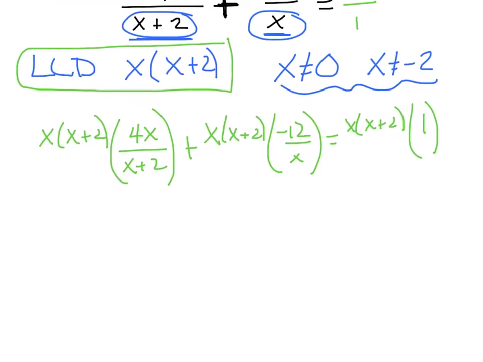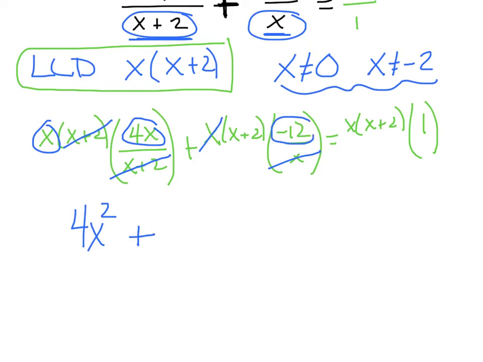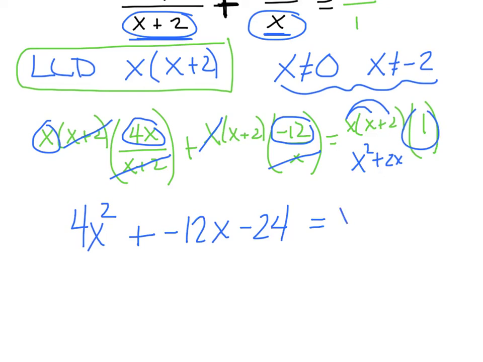Now, the whole point of that is I should clear some fractions. Watch the magic happen. x plus 2 and x plus 2 clear, so I've got x times 4x, which is 4x squared. Then I've got a plus sign. The x and the x clear. Just be careful, we should be multiplying by negative 12, so I get a negative 12x minus 24. Then we have an equal sign. Nothing clears here, so just multiply, x times x plus 2 is x squared plus 2x, and then it's all of that times 1. So that's just x squared plus 2x.